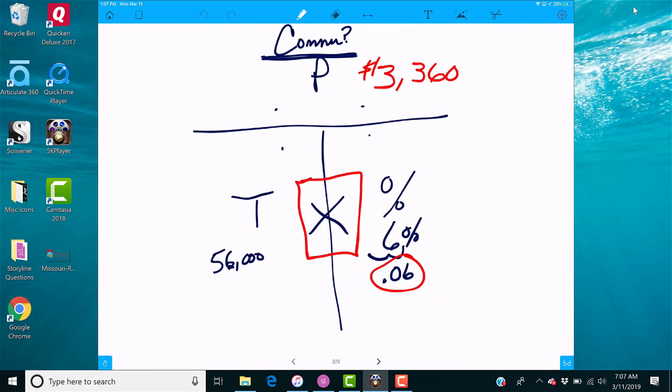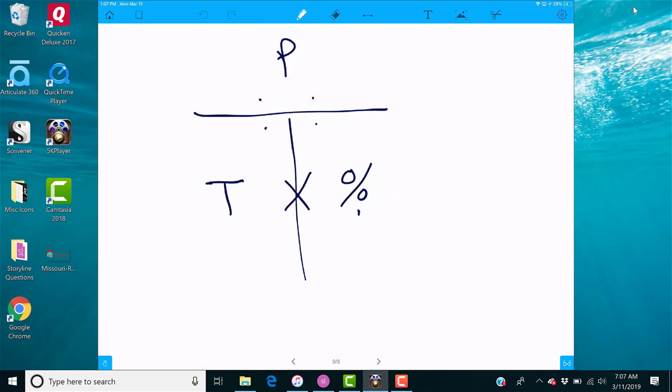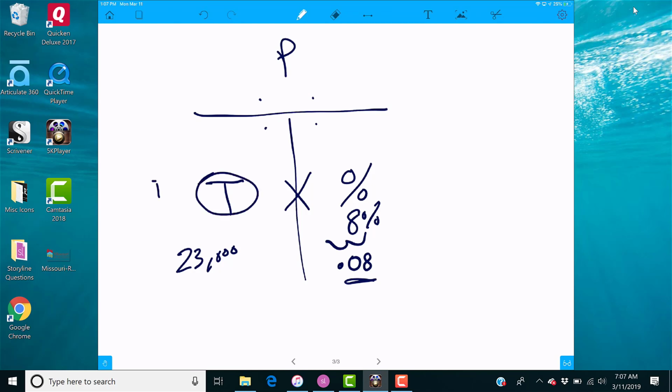So this is just another T problem. I'm going to plug in the 8%. Remember, move your decimal over two places. That's 0.08. Now the question is, where does the 23,000 go? Well, this is your interest rate on the loan. 23,000 is your loan balance. It's going to be the bigger number. Remember, total is the bigger number and part is the smaller number.